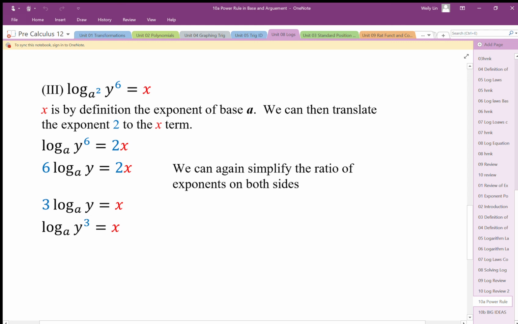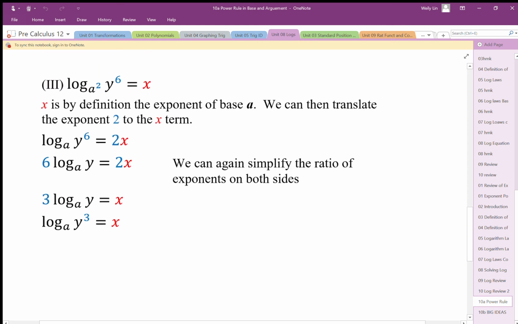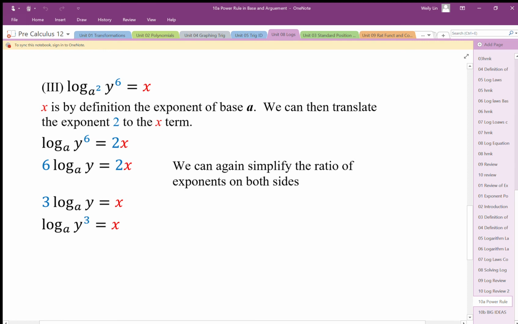So this is a very much deeper way of understanding logs. And if you understand how this all works, you're starting to develop a very deep understanding of logs and exponents and how they interact with each other. And this is a very difficult thing to do, but if you can get there, you'll have a much deeper and richer understanding of how logs and exponents actually work.